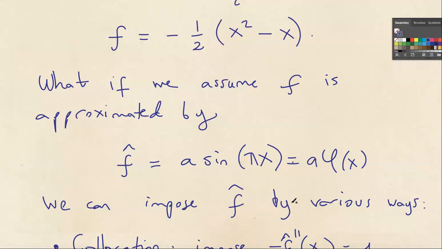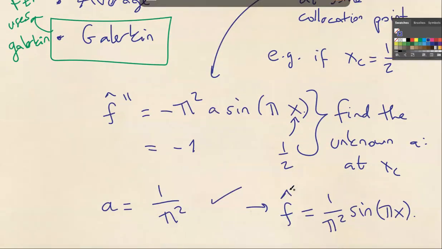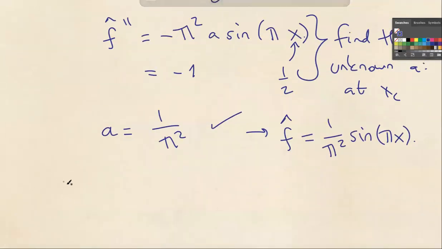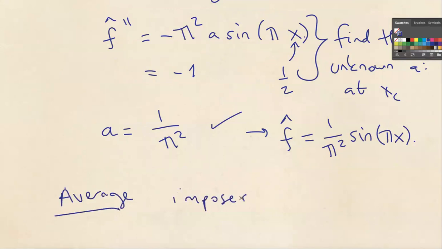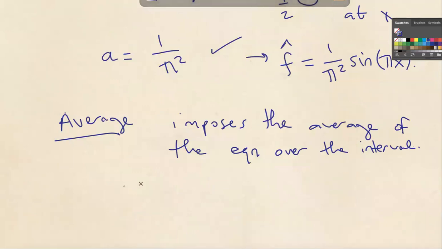What if, instead of just doing this, I use the average technique. So here, let me just use average. Impose the average of the equation over the interval. Instead of picking one collocation point, we do this. Why don't I integrate my equation?